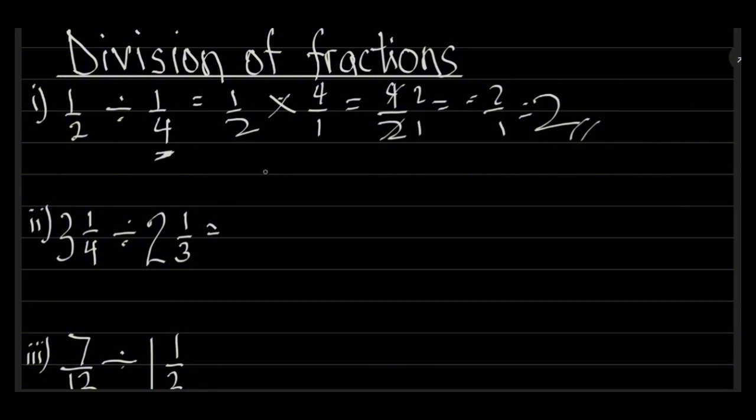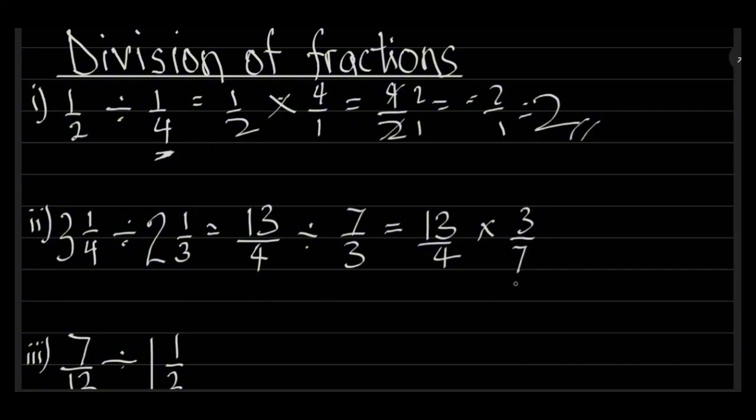improper fractions. So 4 times 3 is 12, plus 1 would give us 13. Our denominator doesn't change, so it is still 4. Divided by 3, 2, 6 plus 1 is 7. So 7 over 3. And that would give us 13 over 4. The division becomes multiplication, and then we have to reciprocate to give us 3 over 7.